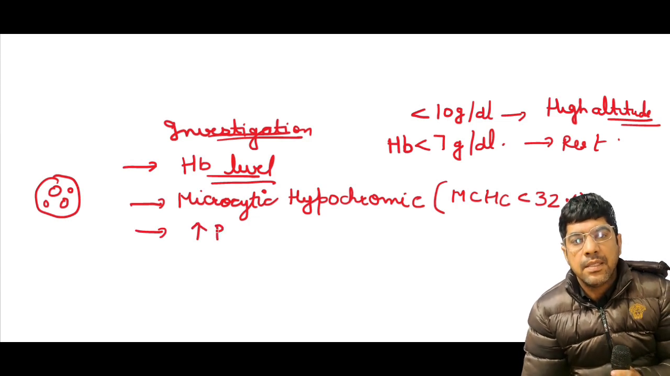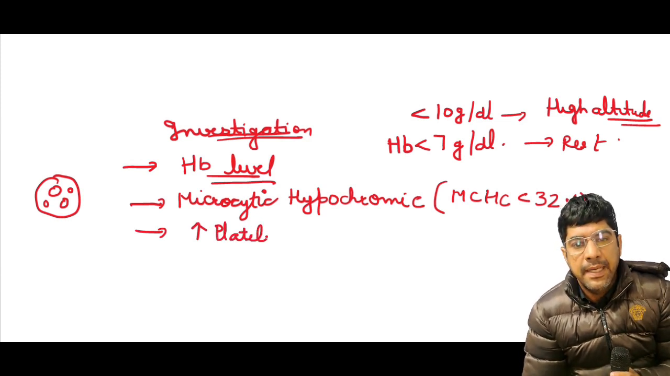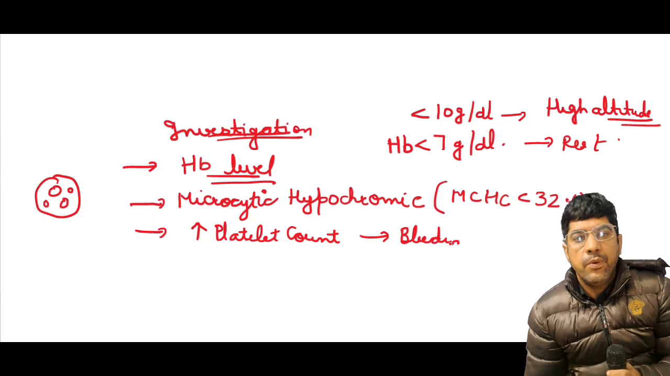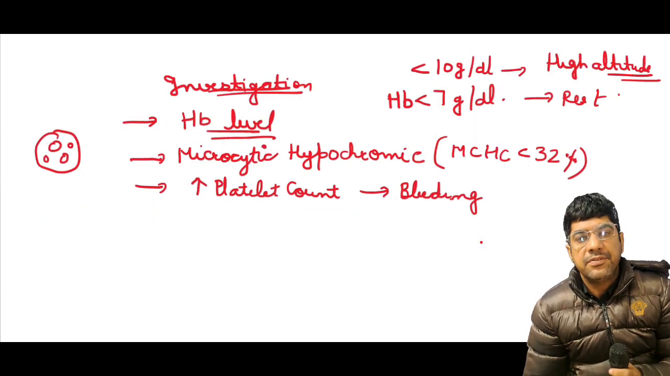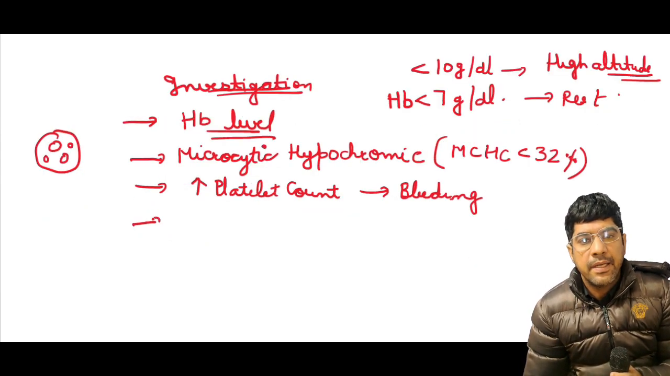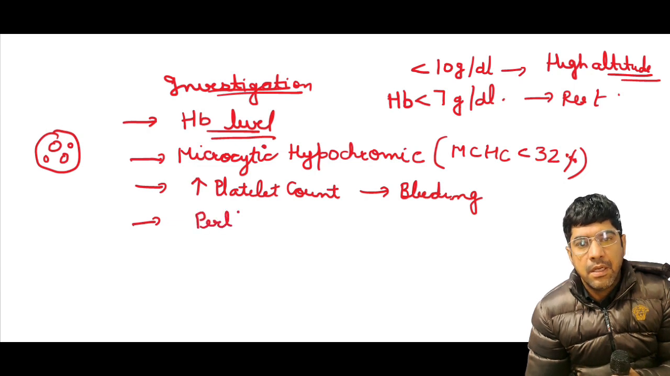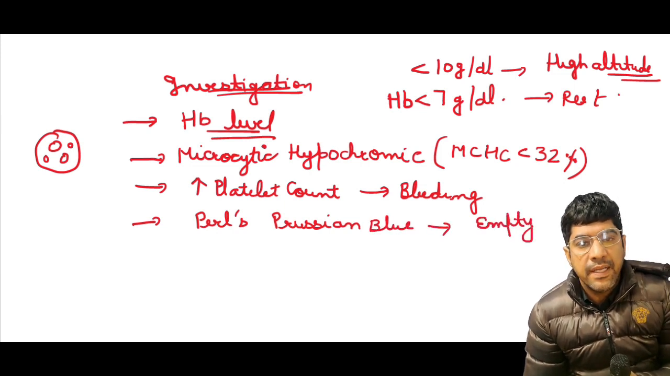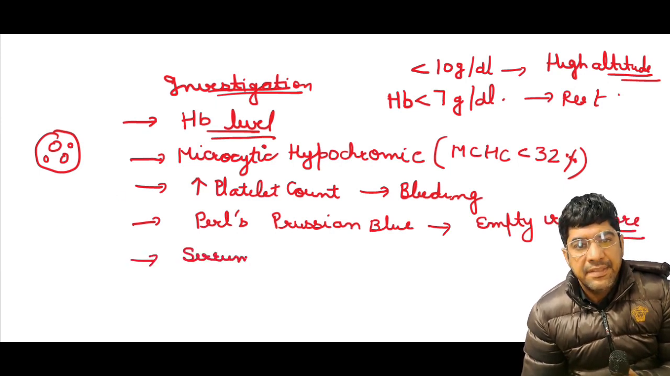Apart from that, the raised platelet count may indicate bleeding or in some cases might be reactive response to anemia. Perls' Prussian blue technique demonstrates the empty iron stores in the bone marrow, supporting the diagnosis of iron deficiency anemia. Apart from that, you can check the serum ferritin level. The serum ferritin level refers to amount of ferritin, that is a protein that stores iron, that is found in the blood. We know ferritin serves as an indicator of body iron stores.